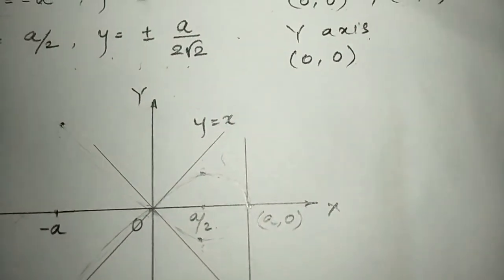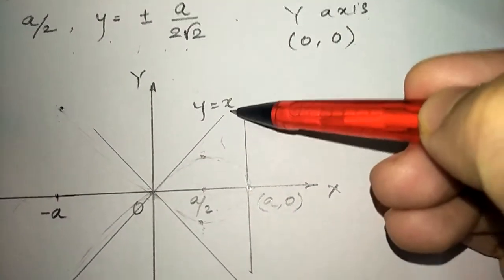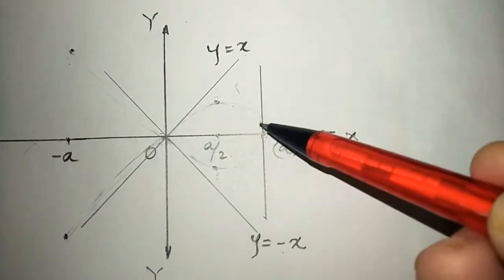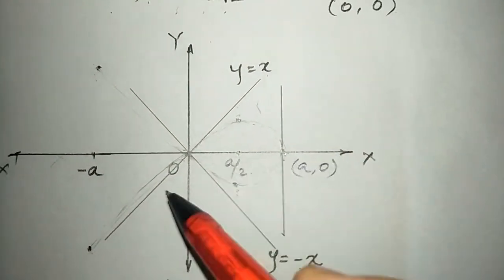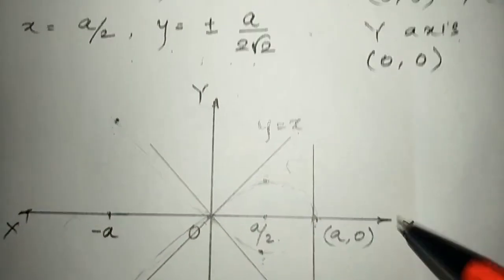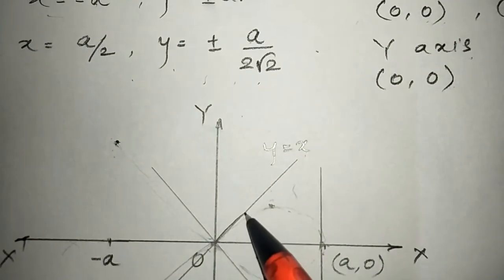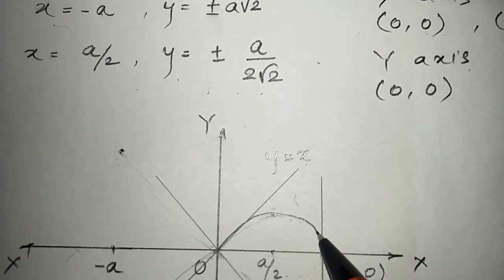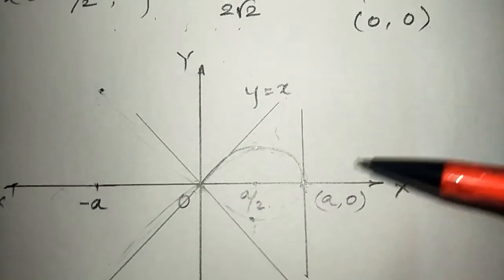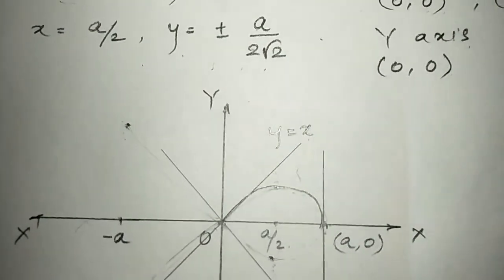Then we know that at the origin the curve has tangents y is equal to x and y is equal to minus x. And at (a, 0) the curve has a tangent which is parallel to the y-axis. Now with the help of this information we will draw a rough sketch of the curve. It will look like this. And we know that the curve is symmetric about the x-axis. So what we have in the upper half, the same we'll have in the lower half.